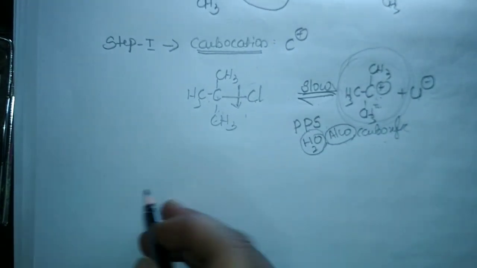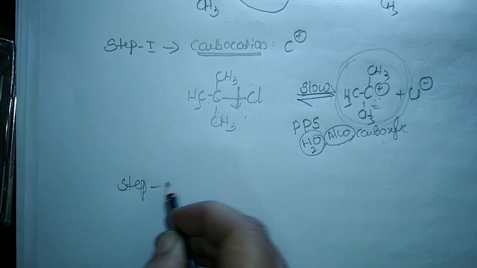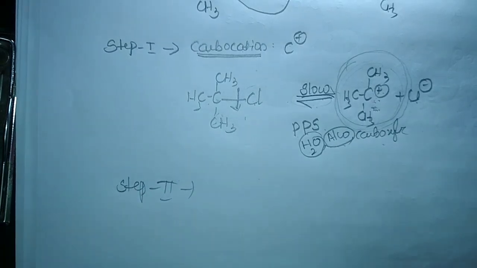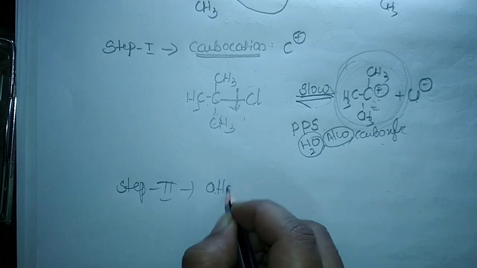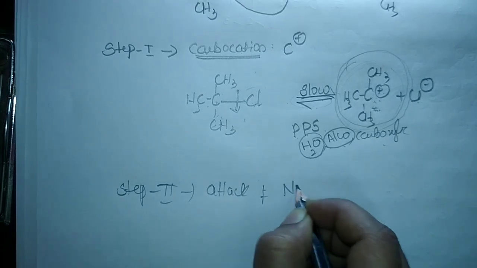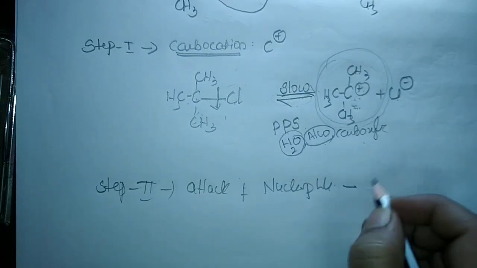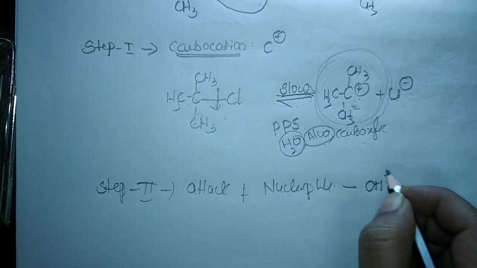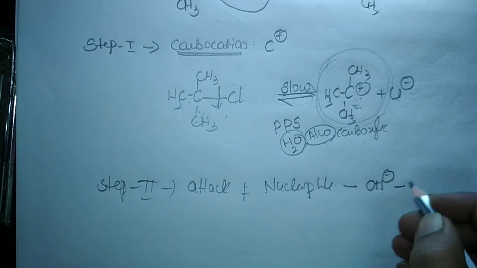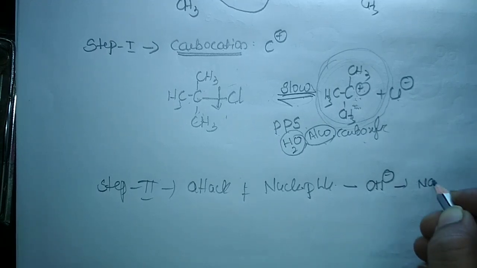The second step is the attack of the nucleophile. So which is the nucleophile here? As we studied in the reaction itself, OH minus is the nucleophile. How did OH minus come? It is from NaOH.